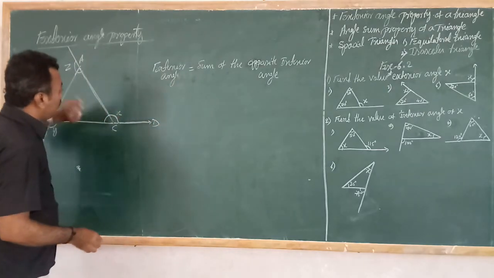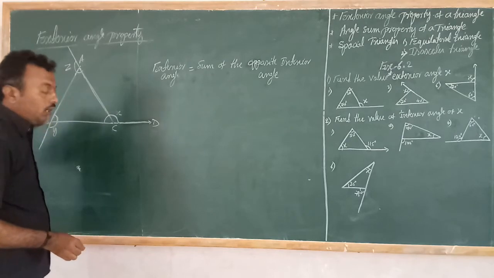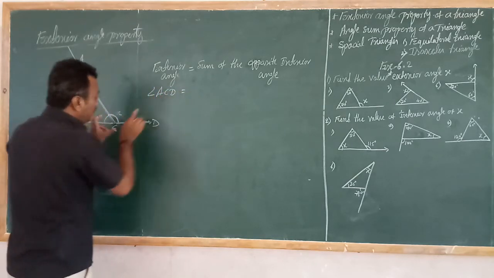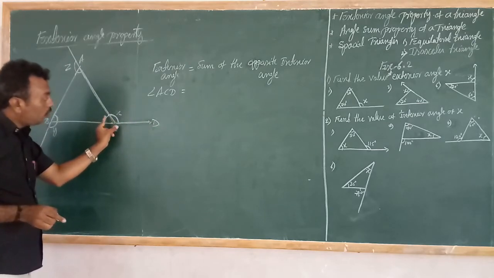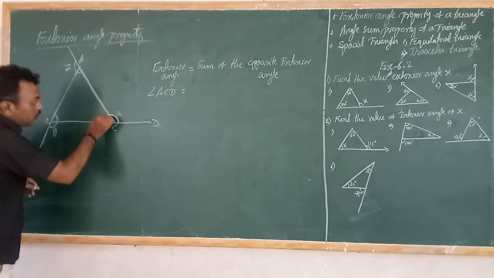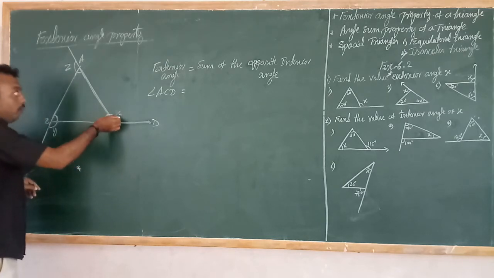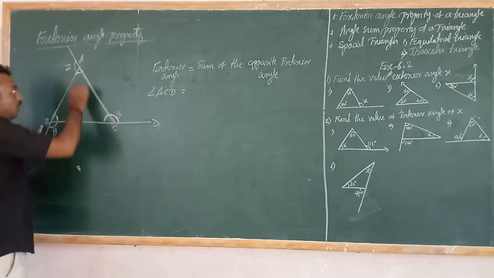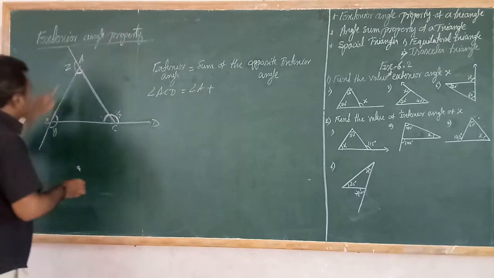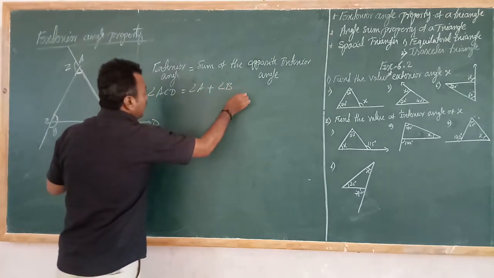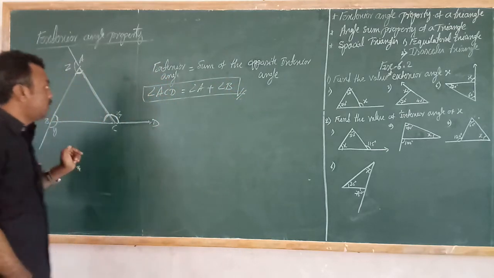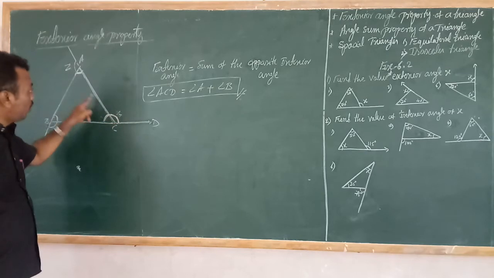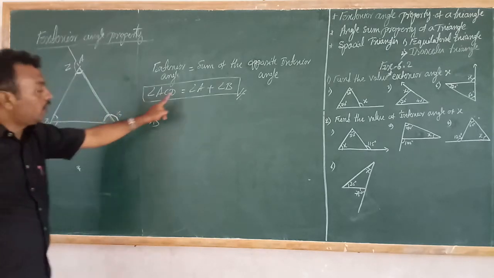So the exterior angle is always equal to the sum of its opposite interior angles. Angle ACD is one of the exterior angles. This angle is equal to the sum of the opposite interior angles, which are angle A and angle B, that is angle BAC plus angle ABC. So what is the exterior angle property? The exterior angle is equal to the sum of the opposite interior angles. Then it is called the exterior angle property.